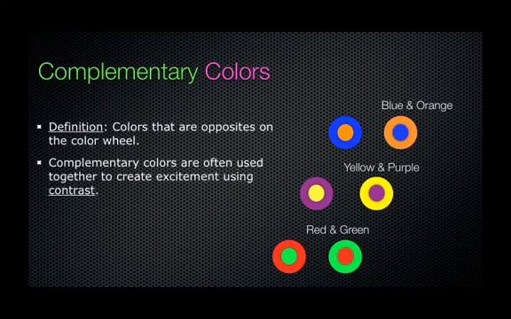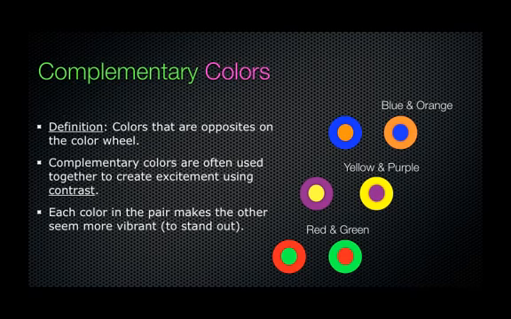Complementary colors are often used together to create excitement using contrast. And remember contrast, putting two things that are very different together to make things pop out. So each color in a pair, as we see here, makes the other one stand out more, become more vibrant. So if I were to use, for example, red writing on a green background, that writing's really going to pop out. Complementary colors can be used to create a feeling of excitement, something dynamic, to create contrast.